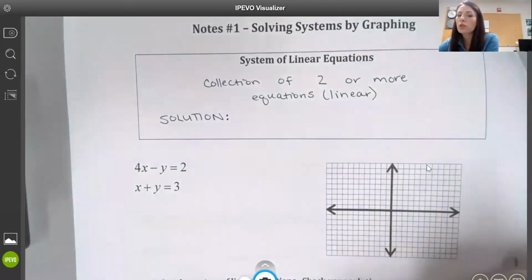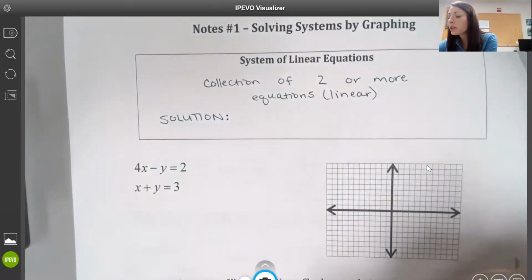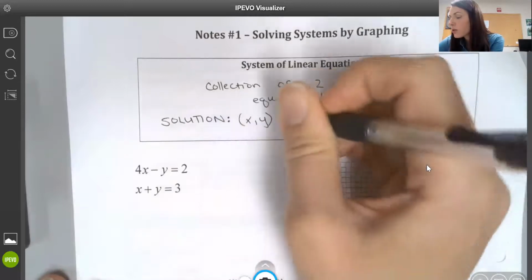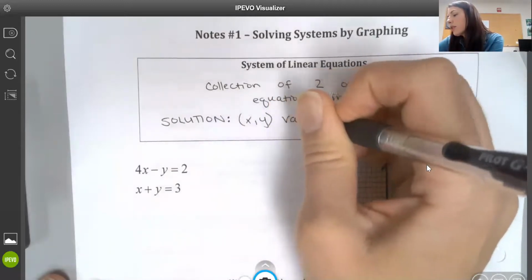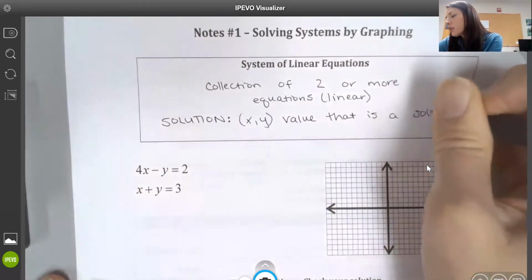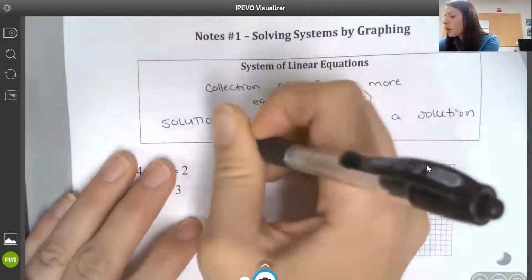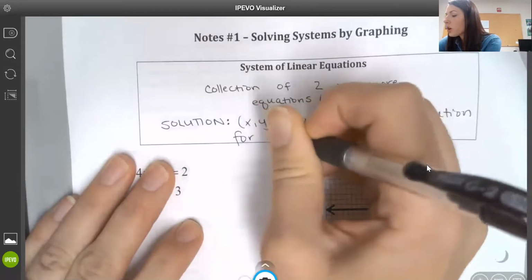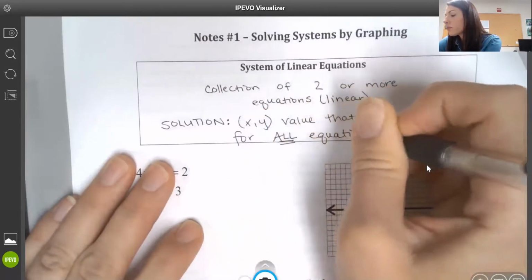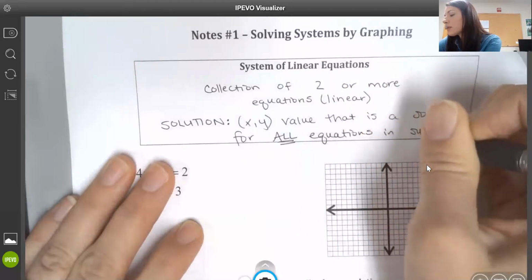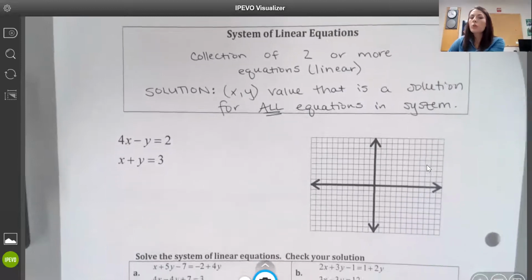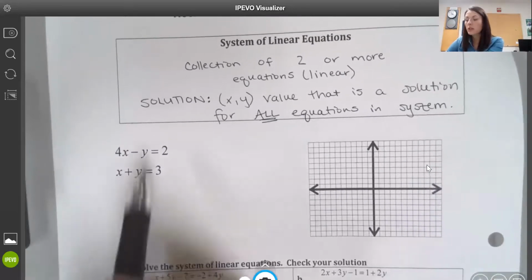And a solution to a system of linear equations is an x, y value that is a solution for all equations in the system. Okay. So what that means when we're graphing, so here's a system.